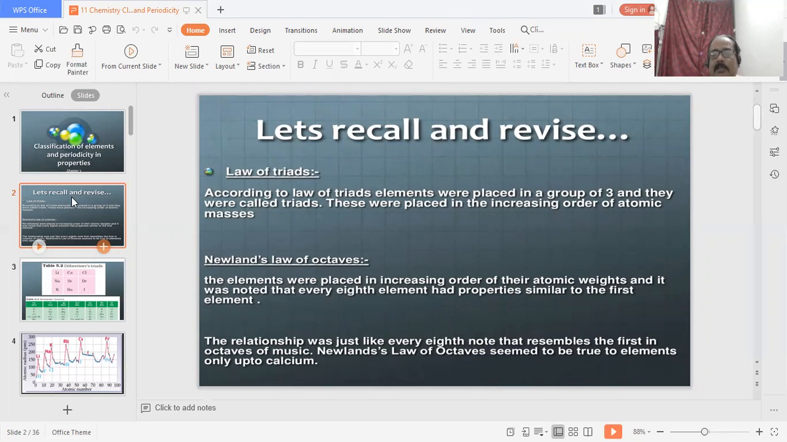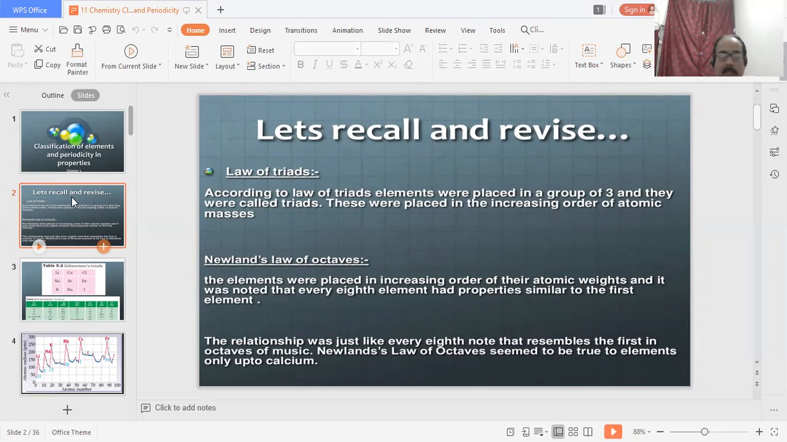And to find the atomic mass of element number 2 of each set, Dobereiner added the atomic masses of elements number 1 and 3 and divided by 2, and according to these triads this is the approximate atomic mass of element number 2.